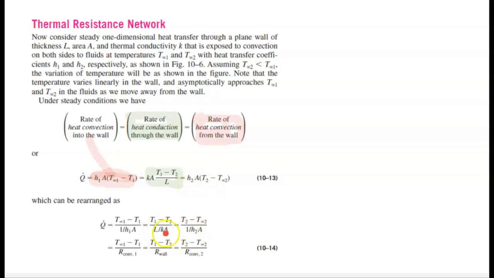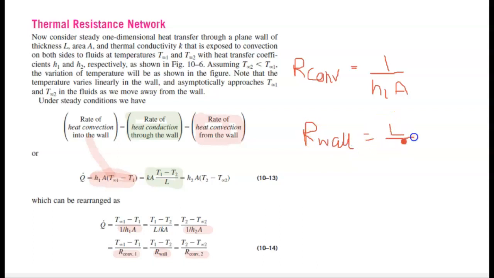Now, L over kA is the resistance of the wall, and 1 over h1A is the convection, and that's also the convection. So you need to remember this one. R for the convection is equal to 1 over hA, and R for the wall, the solid one, is L over kA, where L is length, A is area, k is a constant. Let's go to the next one.